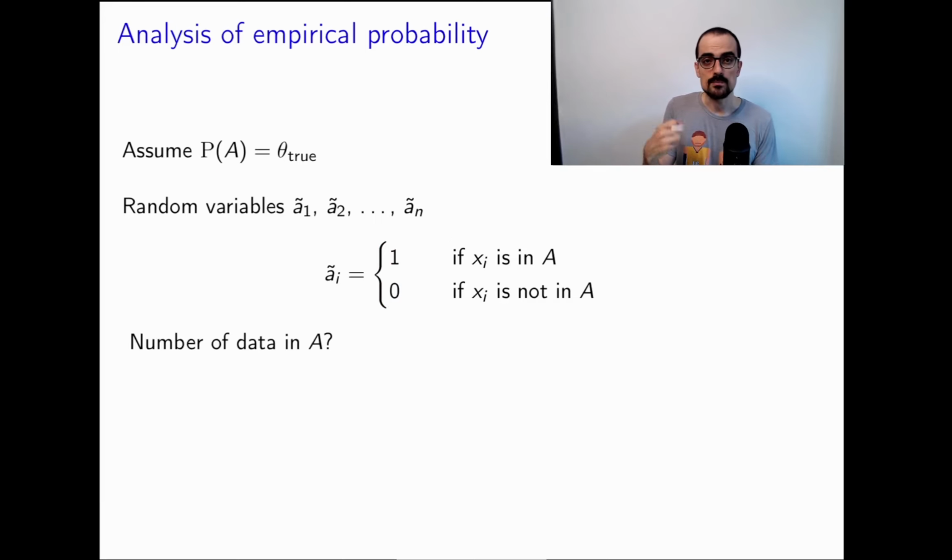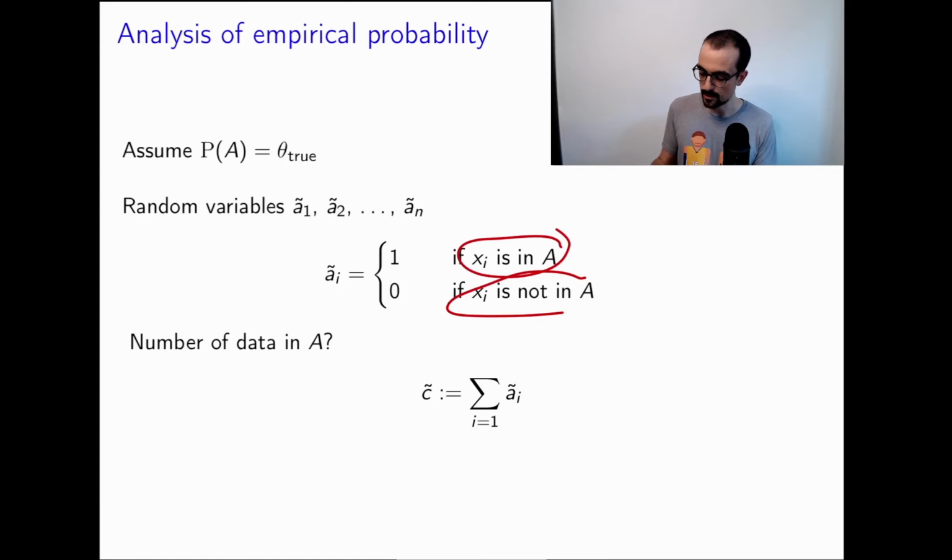So now the number of data in A is given by a random variable, which is just, think for a moment what it is, the sum of the A_i's. The way we have defined A_i is that A_i is 1 if the data point is in A and it's 0 otherwise. So if you want to count how many data points are in A, that's just the sum of the A_i's. Okay, so far so good.